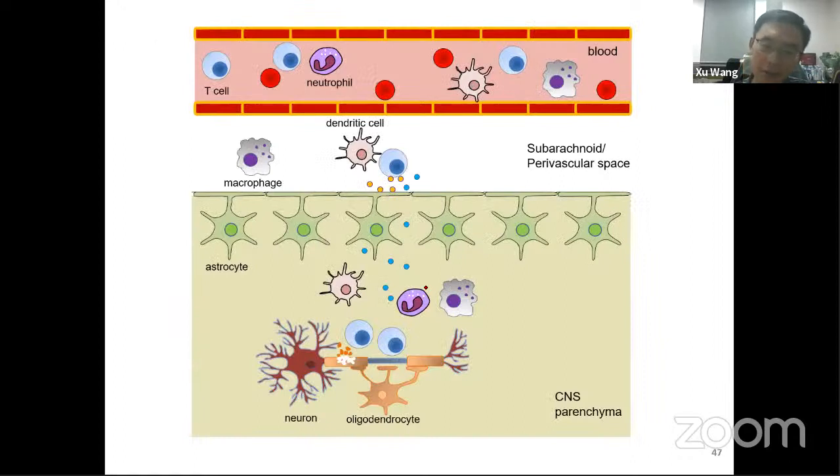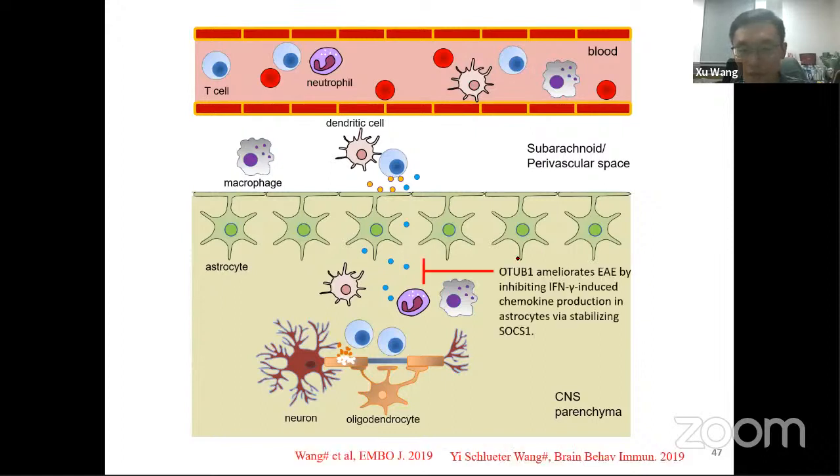So in this project, I found that OTUB1 ameliorates EAE by inhibiting interferon gamma-induced chemokine production in astrocytes via stabilizing SOCS1. And this paper was published in 2019 in EMBO Journal. And also this result was also published in Brain, Behavior, and Immunity in 2019.